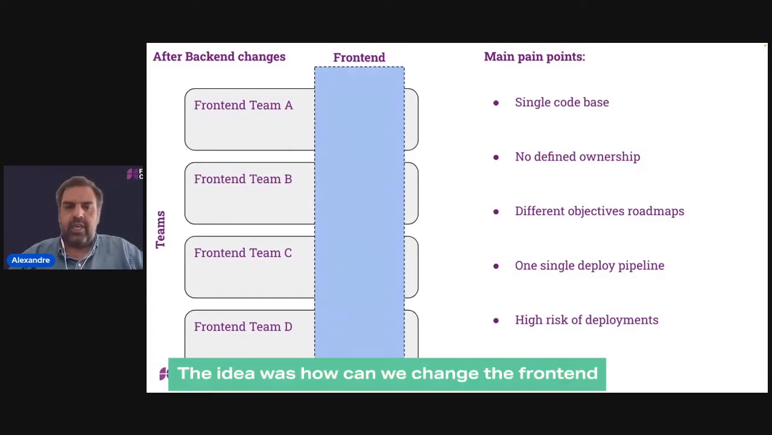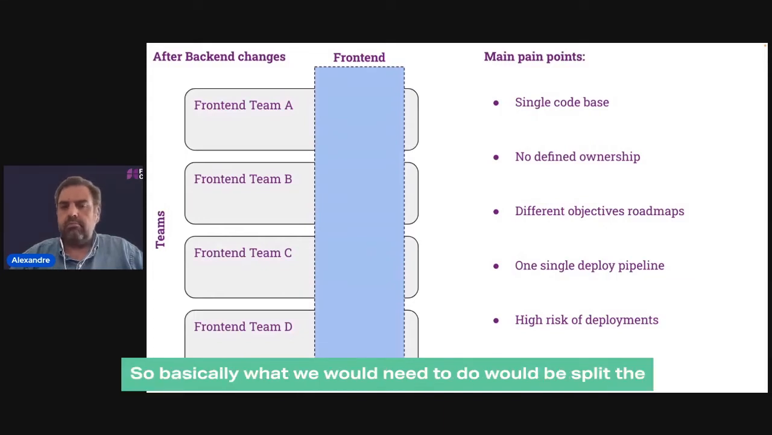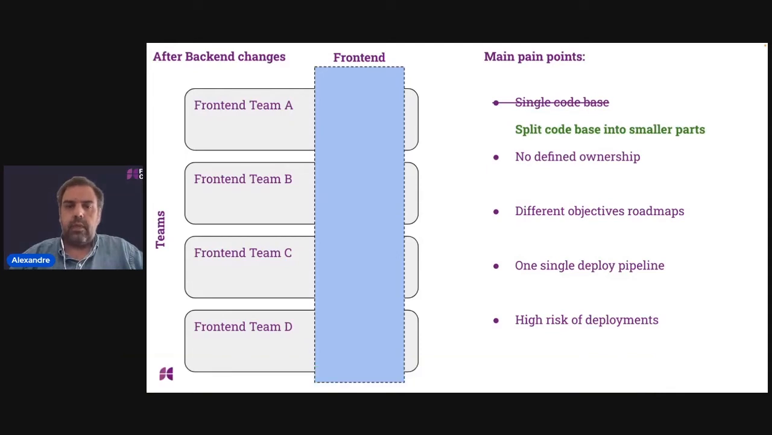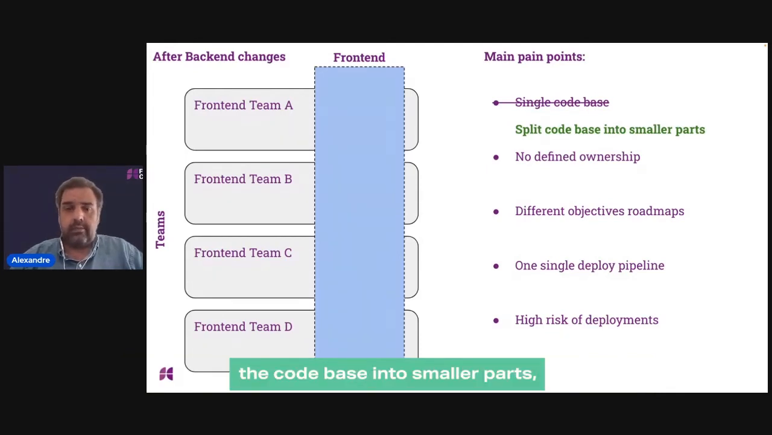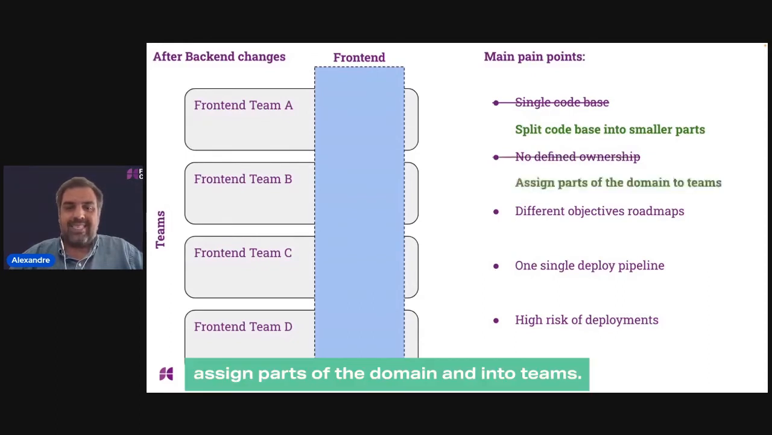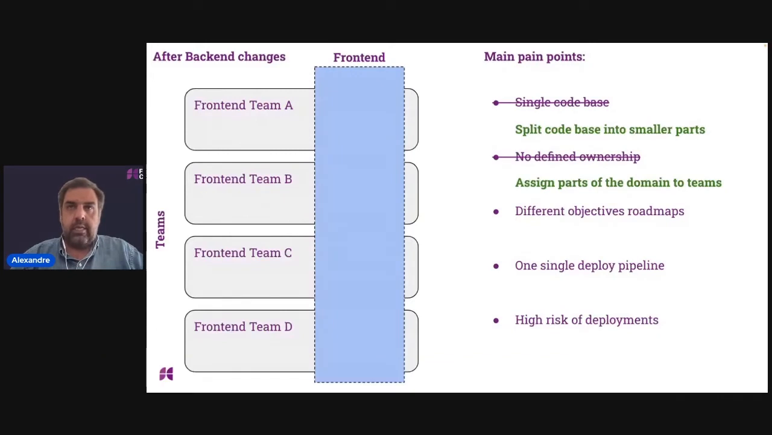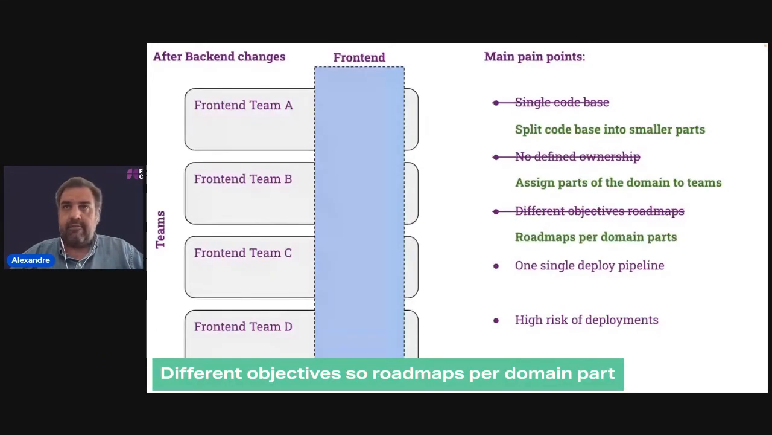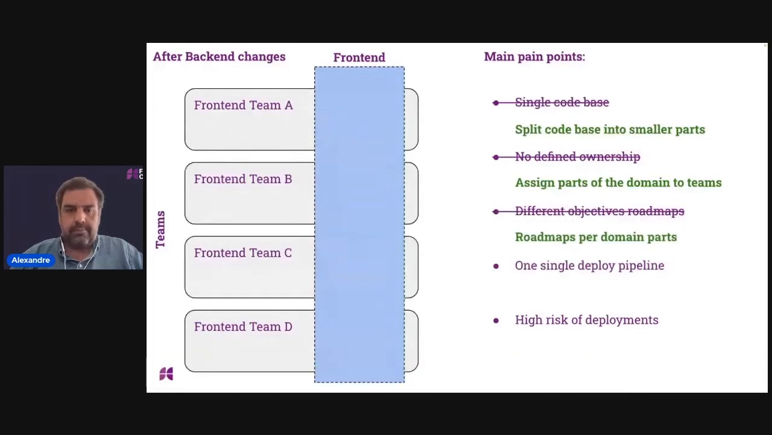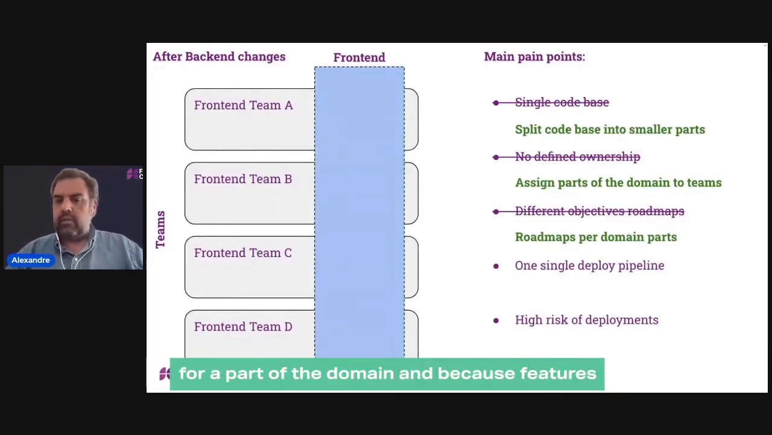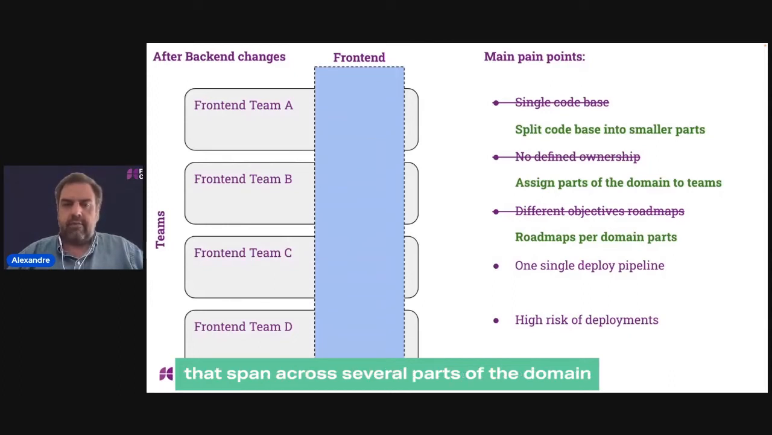The idea was, how can we change the front end to mitigate these pain points? So basically what we would need to do would be split the code base into smaller parts, and assign parts of the domain to teams, so each team is fully responsible for each one of those parts. Different objective, so roadmaps per domain part, as each team is fully responsible for a part of the domain. And because features that span across several parts of the domain are rarer now, the teams will work independently from each other.